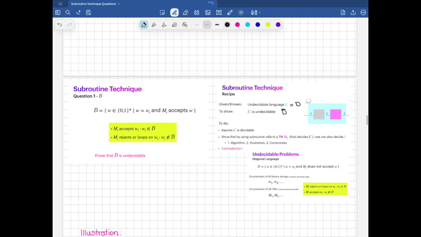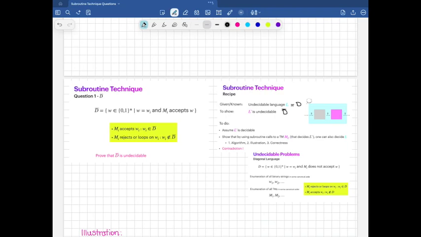which is the diagonal language. And they are exactly the opposite. So our Turing machine will look more or less like this: we will use the Turing machine for the complement that we assumed as a subroutine. We will negate the result, and we will have the answer for the diagonal language. It's as simple as that for this first question.